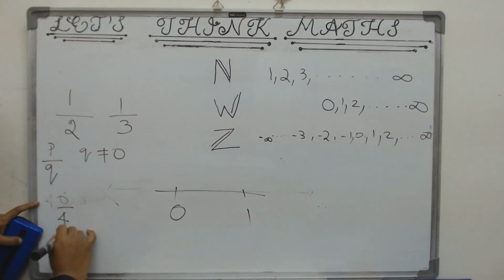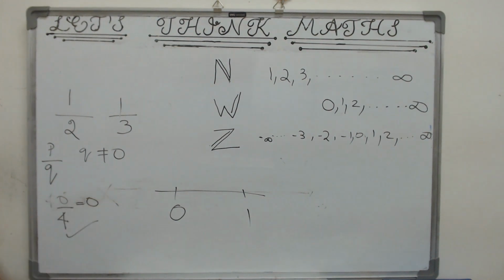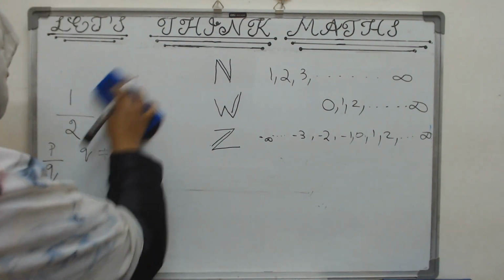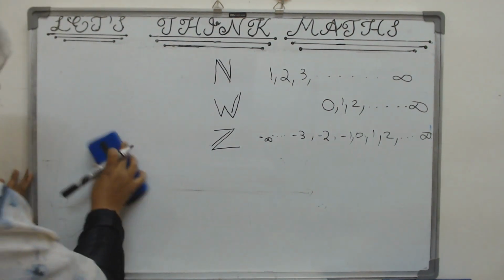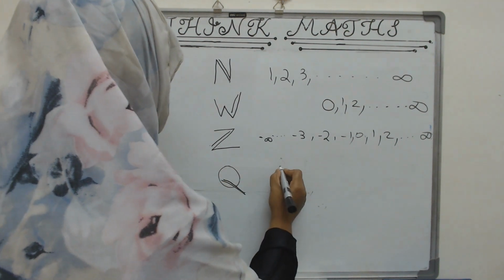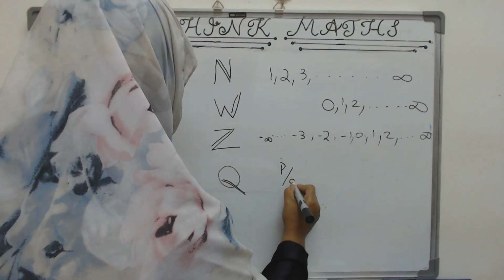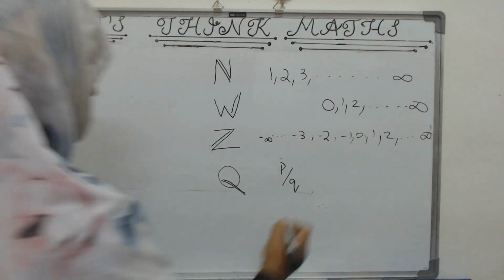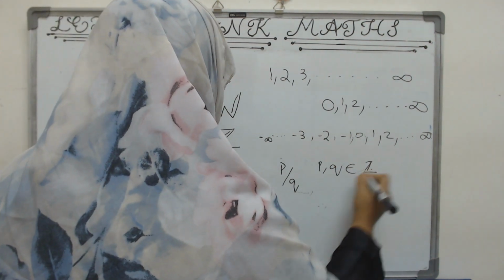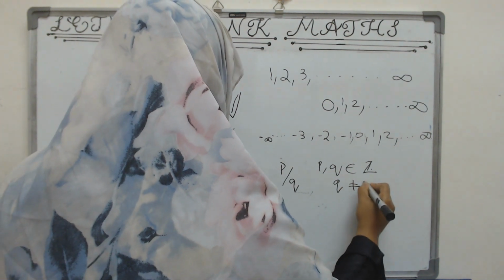0 by 4 is possible because this is just 0. This is equal to 0, no problem with that. But the denominator cannot be 0. So we need a collection of such numbers which are called the collection of rational numbers, denoted by the alphabet Q, and it consists of all the numbers which look like this: P by Q, where P and Q are integers and Q is not equal to 0.